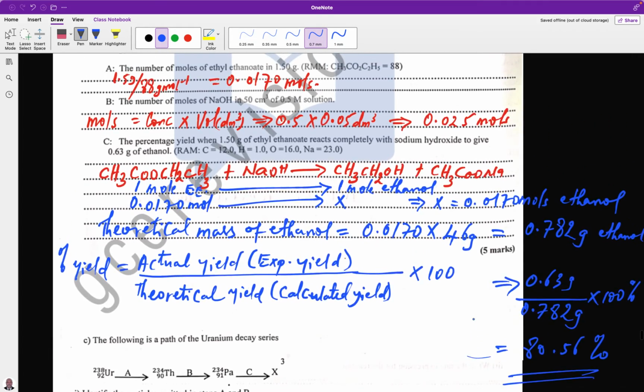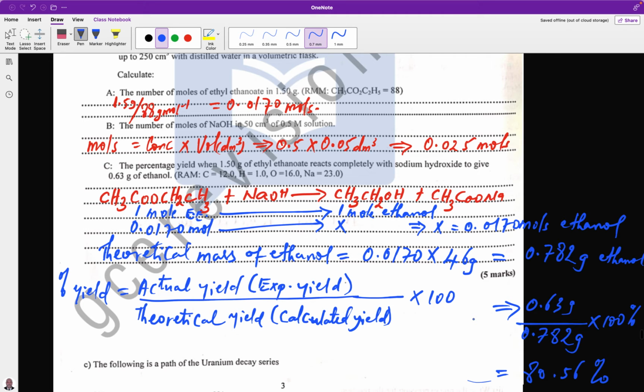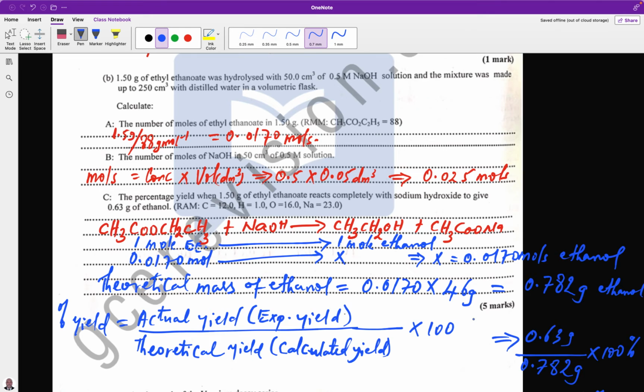Once more, I said you can only calculate the percentage yield from the limiting reagent. Look at the moles of ethyl ethanoate and the sodium hydroxide. You will see that the one for ethyl ethanoate is lower than that of sodium hydroxide. For that reason, you are going to calculate from ethyl ethanoate. So that is why we write the equation. From the equation, if 1 mole of ethyl ethanoate can yield 1 mole of ethanol, therefore the calculated mole, which is 0.0170, will also give us the same amount of moles.